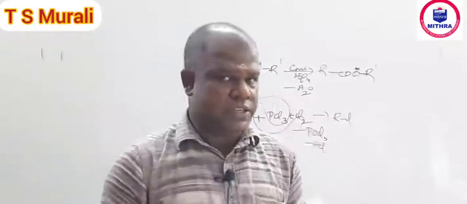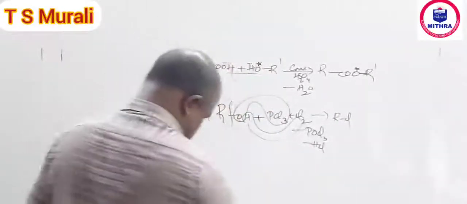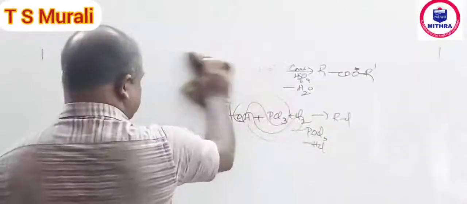Question number 15. A gives B, zinc is the reagent used, and B on soda lime distillation gives benzene. What is A? So let us proceed from the back side. Let us proceed with the reaction from the back side.